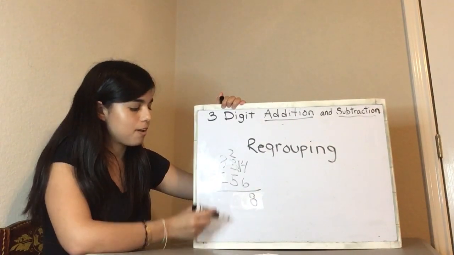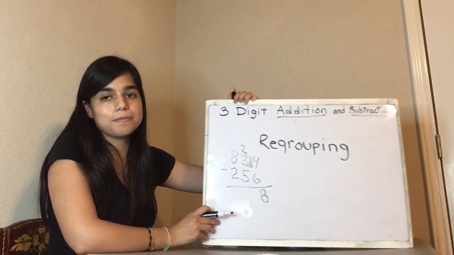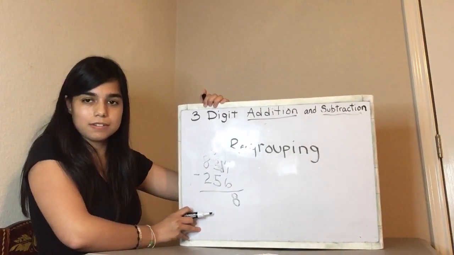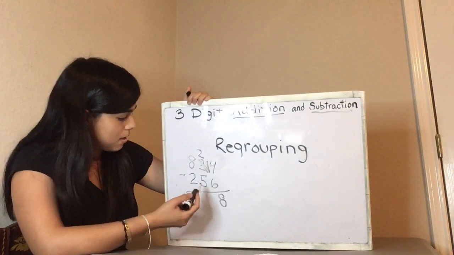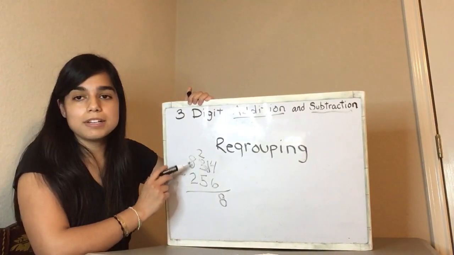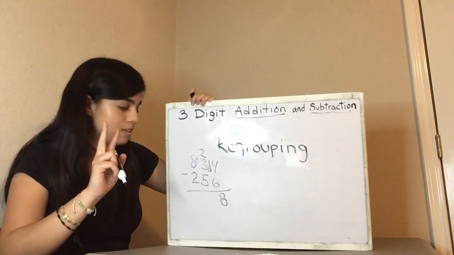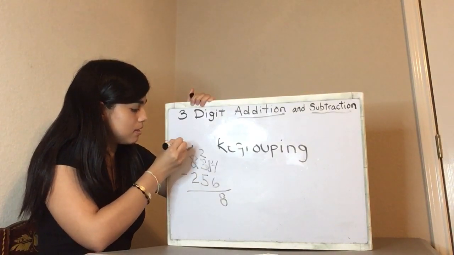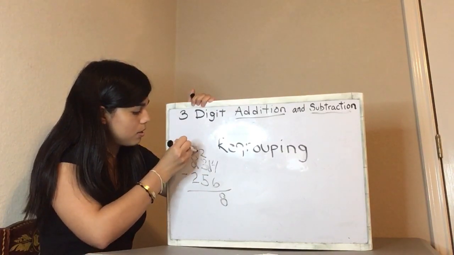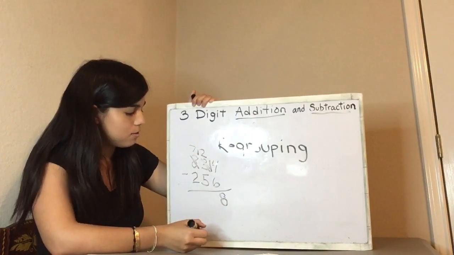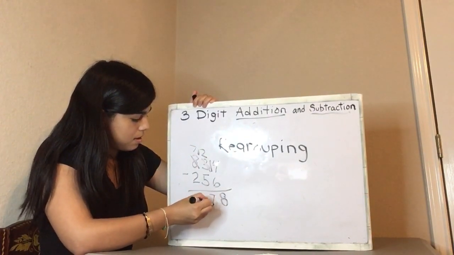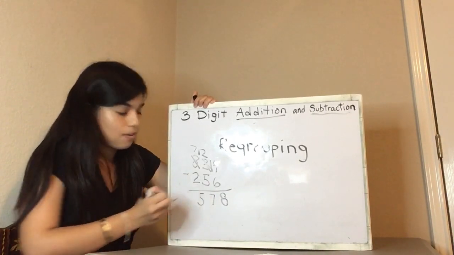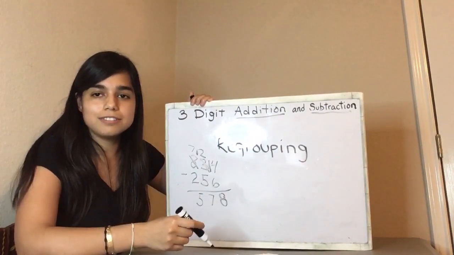2 minus 5, can you do that? Nope, it is 2. 2 minus 5, no, you can't do that because the 2 is smaller than the 5. You have 2, you can't take away 5, so you go to the neighbor. You take away from the 8, that becomes a 7. You put the 1 next to the 2. 12 minus 5, can you do that? 7. And then 7 minus 2 equals 5. 578. Is that what you guys got?